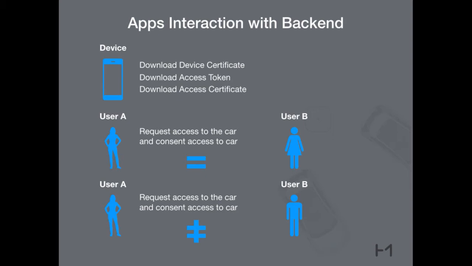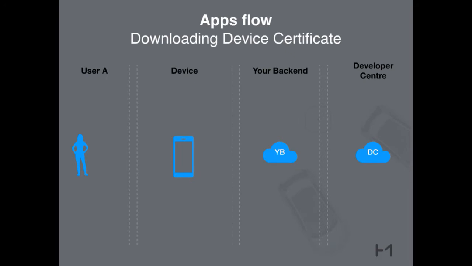Let's go to the first thing to download, which is the device certificate. The device certificate proves the app has been created by a certified developer. Without the device certificate, your app won't be able to communicate with any car. I'll describe it from the point that your app is installed. So let's say user A installs your app and probably signs up and logs into the account that you have.